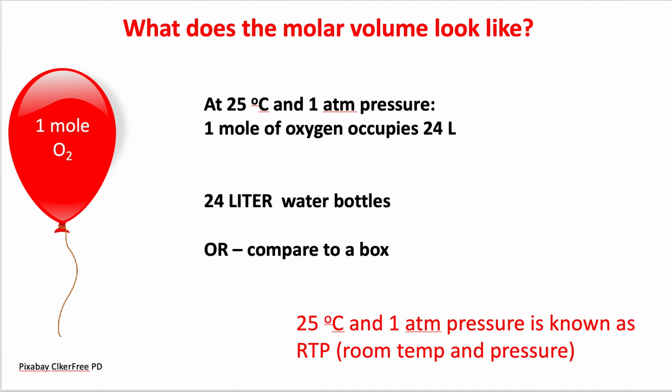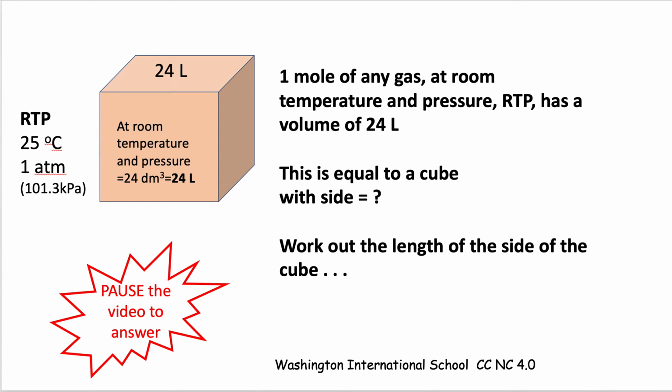So it's 24 litres. So that would be 24 litre water bottles. Or we could compare it to a box. And what we're going to do is look at a cube, which has a volume of 24 litres at RTP. And pause the video here to work out the length of the side of the cube. So how many centimetres distance would each side of the cube be? So pause and work it out.